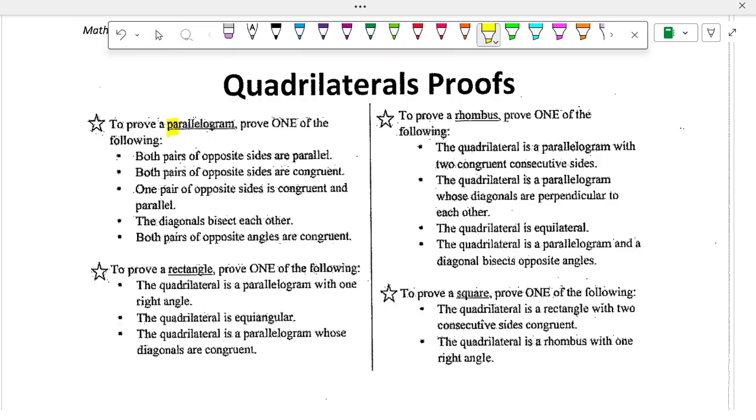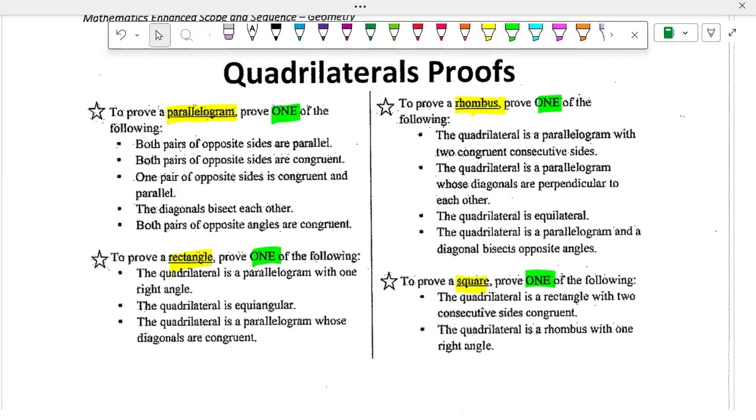And the way we do that is to prove that at least one of the following for each kind of subset is true. So for example, with a parallelogram, you would prove that both pairs of opposite sides are parallel, both pairs of opposite sides are congruent, one pair of opposite sides is congruent and parallel, the diagonals bisect each other, or both pairs of opposite angles are congruent. All right, so any of those, if you can prove that, you show it's a parallelogram.